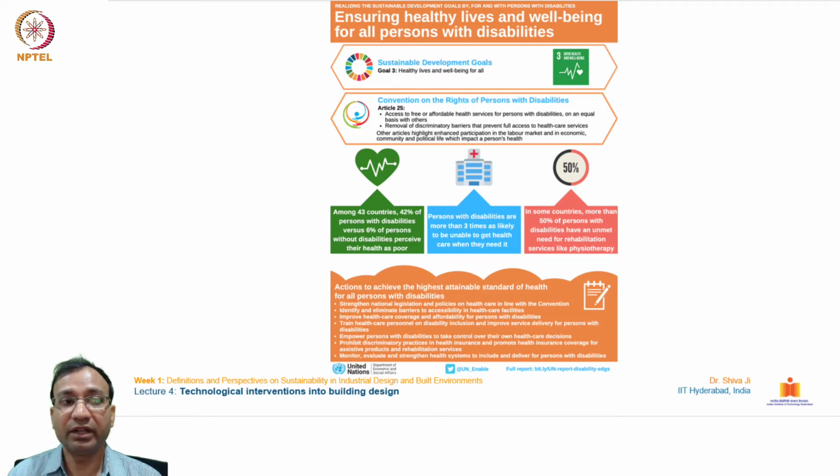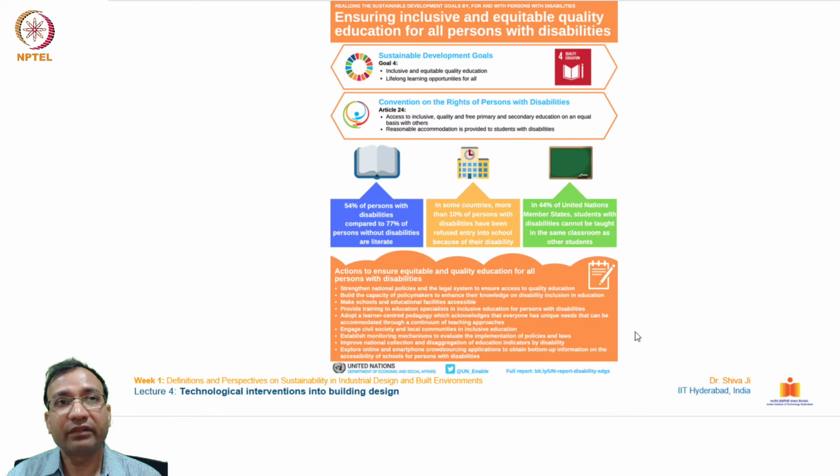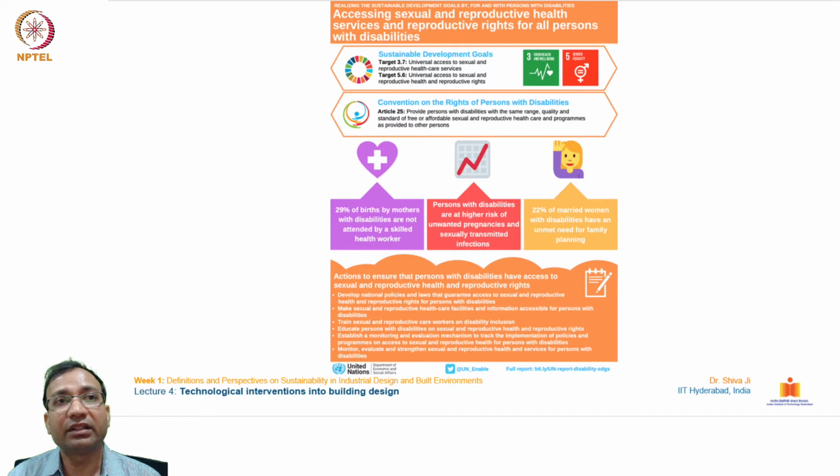So we can see over here there are a considerable number of provisions made by the law to prevent the unequal opportunities faced by this group of people. Further, when we talk about this area, we have quality education. Also, there are some conventions made, like access to inclusive, quality, and free primary and secondary education on an equal basis with others.